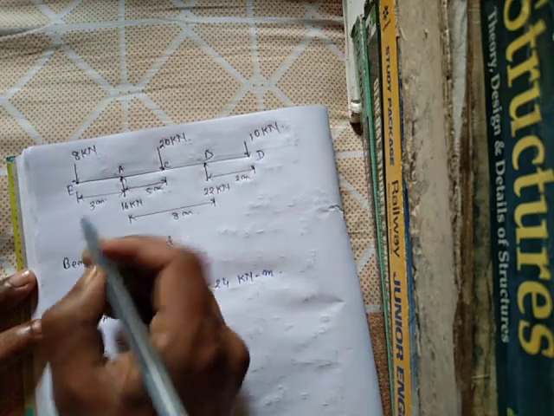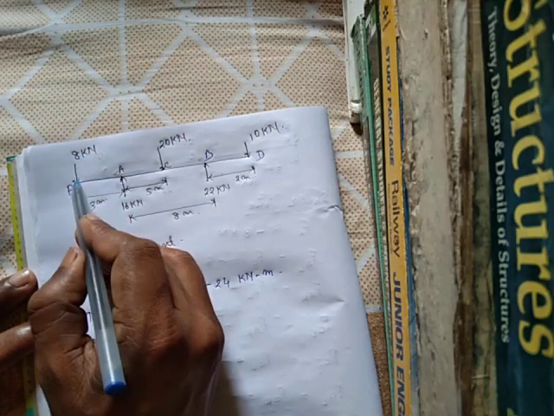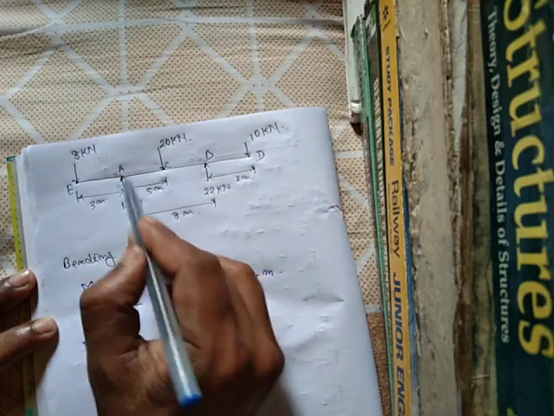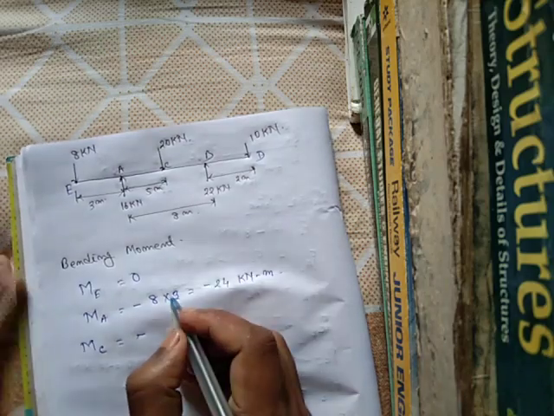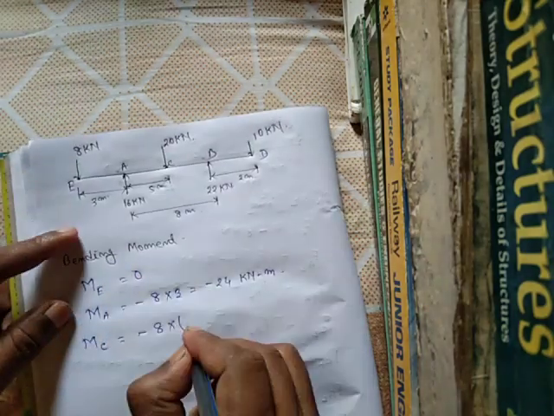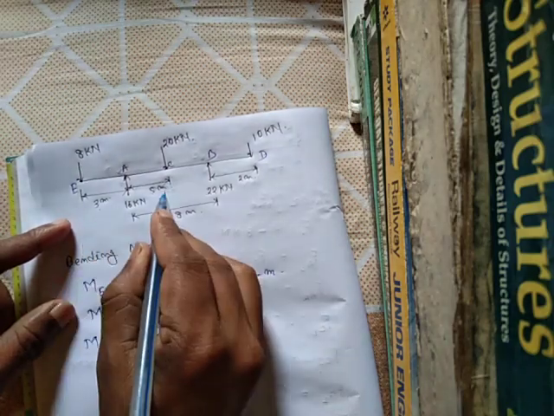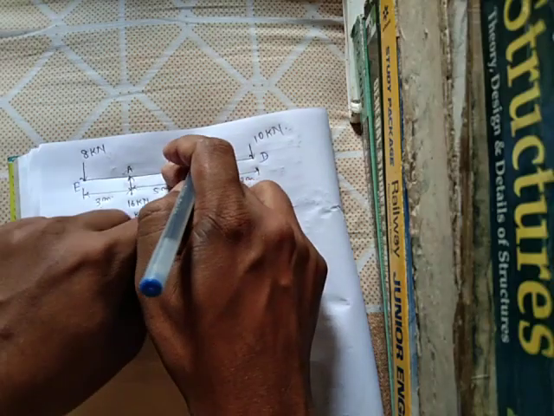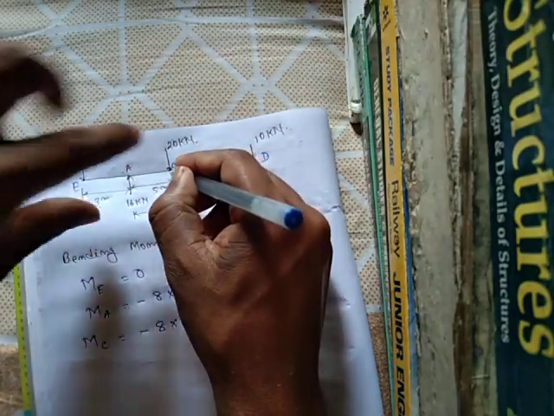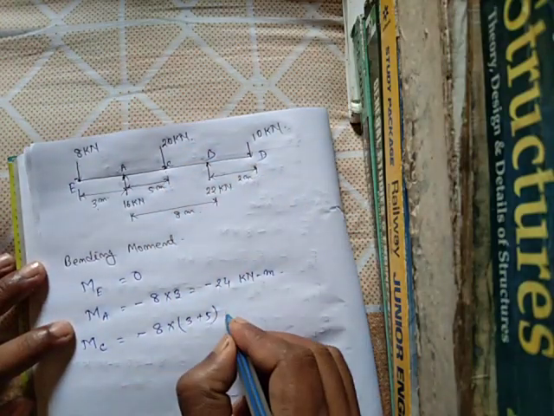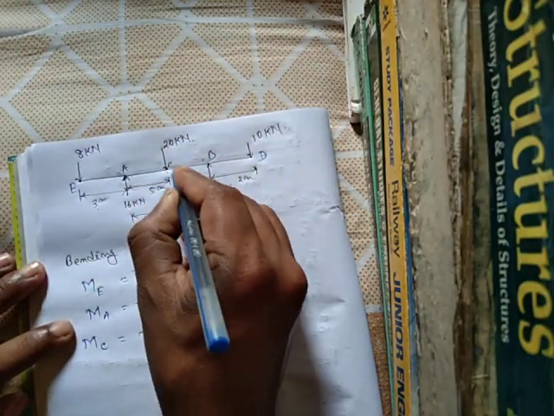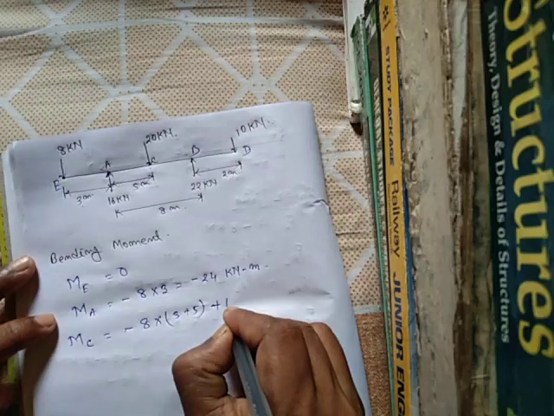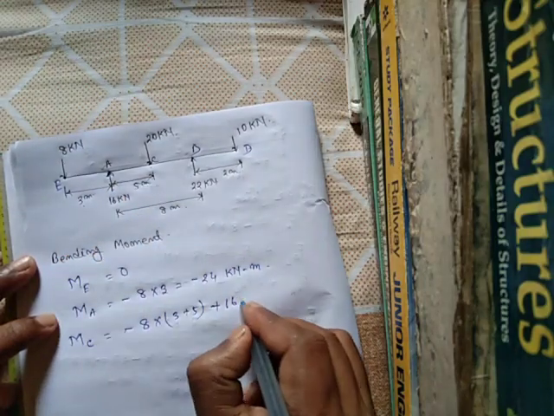Bending moment at point C will be, by this force 8 kilonewton into perpendicular distance 3 plus 5, which is anti-clockwise. Anti-clockwise means negative, so minus 8 into 3 plus 5. And by this reaction force, it will be clockwise, so plus 16 kilonewton reaction force into perpendicular distance 5.